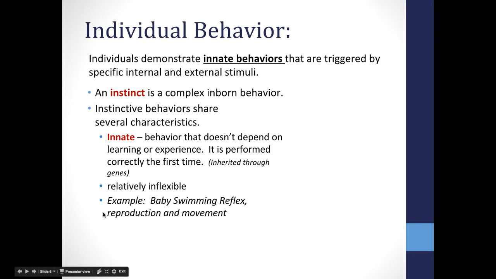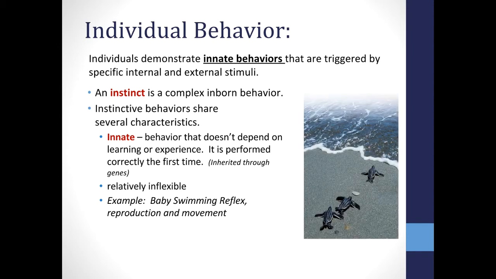Reproduction and movement are also innate behaviors. We don't have to think about it. Do we know how to reproduce? It's just done. It's already in our genes. Much like the sea turtles going towards the water. They don't have to think about it, they just naturally go there. That's an innate behavior. And if you think about it in terms of evolution, the ones that are born without that instinct don't make it to the water, they don't survive, and so those genes don't go on to the next generation. So again, we're connecting it back to evolution and natural selection.